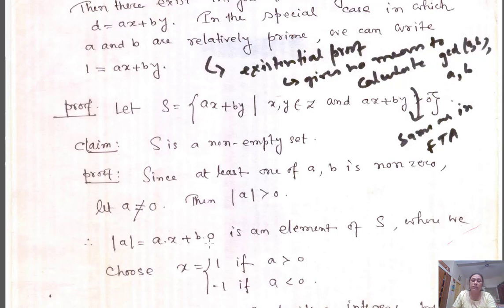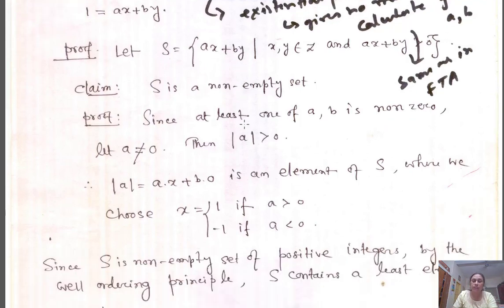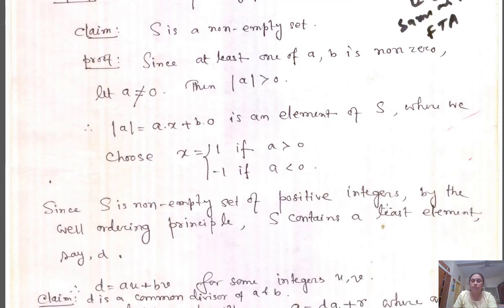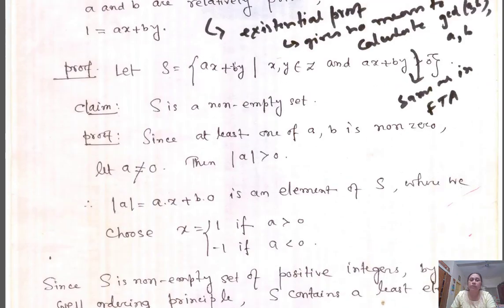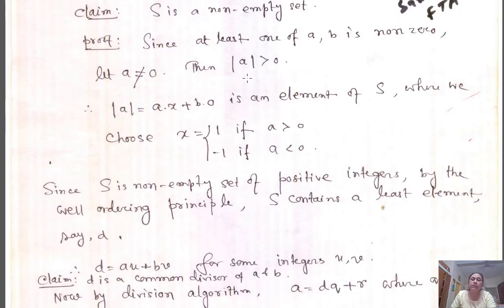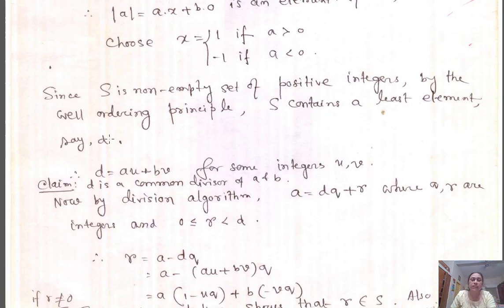So mod A is always greater than 0. That means ax plus b0 is an element of this set of ax plus by with x and y integers, which is positive integers. So mod A is an element of this set. So this is a non-empty subset of positive integers. By the well ordering principle, this set must contain a least element. Suppose the least element is D. We denote it by D.